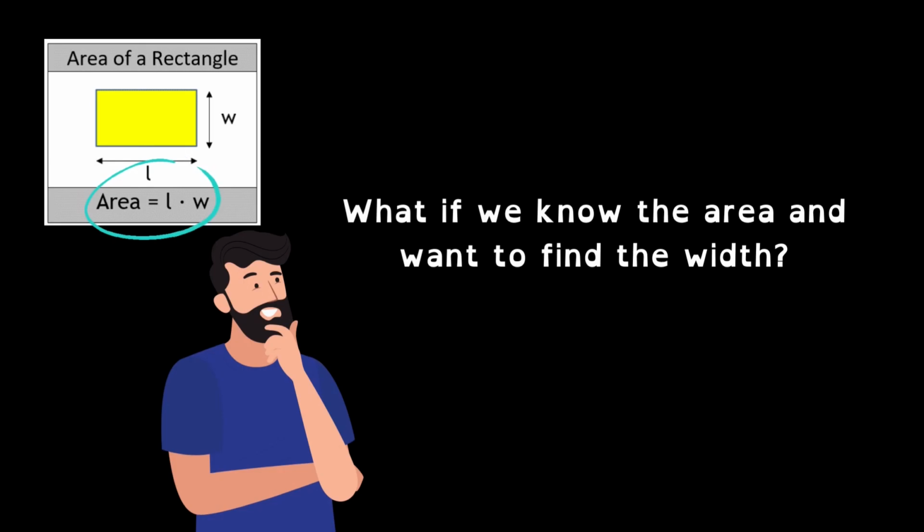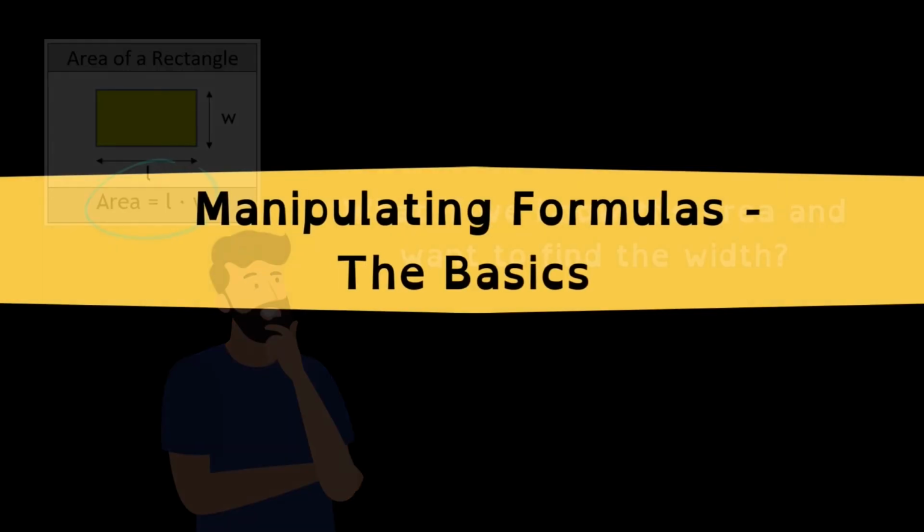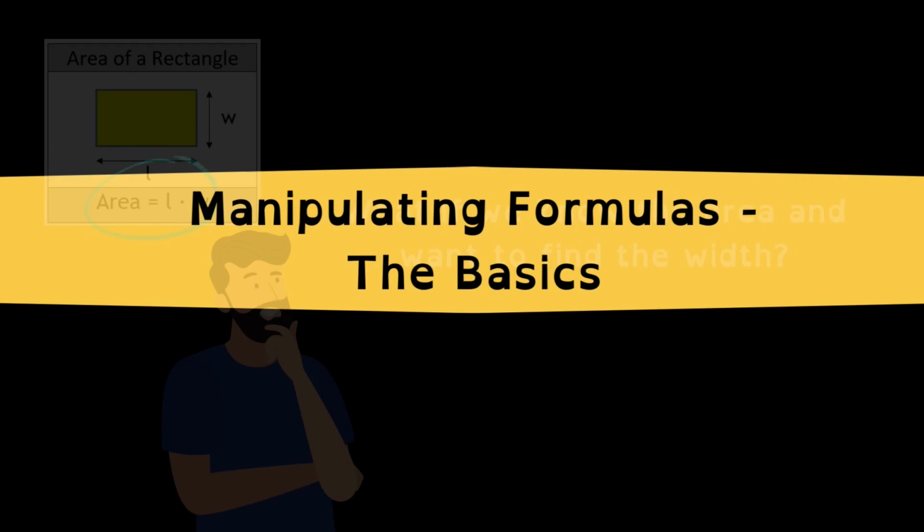Check out this cool example. Area is equal to the length times width. But wait, what if we know the area and want to find the width? That's where formula manipulation comes to the rescue. Get ready for the magical formula transformation.